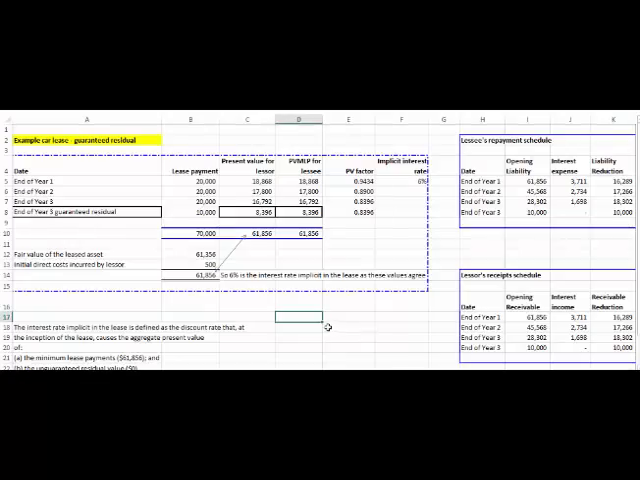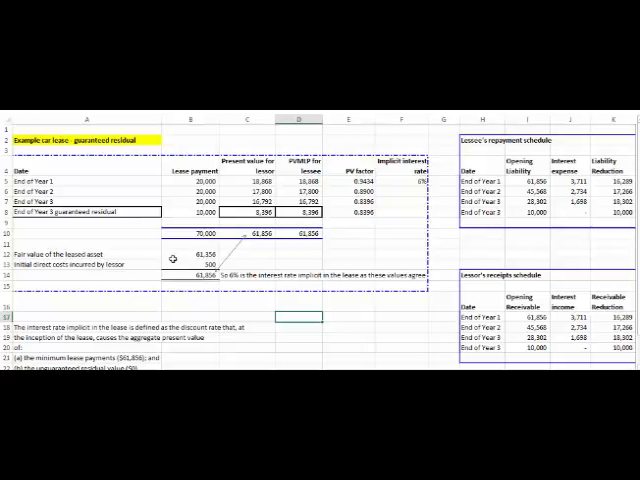Okay, let's start looking at my spreadsheet here where I've got a finance lease, firstly with a guaranteed residual. I've got 3 lots of lease payments, each of $20,000, at the end of years 1, 2 and 3. Also at the end of year 3 there's a further payment of $10,000, and this is the guaranteed residual. So over the lease term there are minimum lease payments of $70,000.